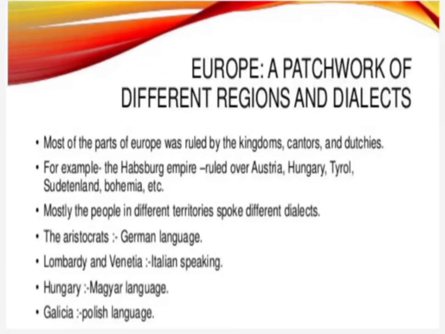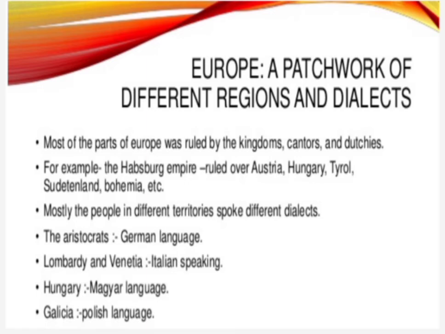The next topic is Europe, a patchwork of different regions and dialects. If you look at the map of mid-18th century Europe, you will find that there were no nation states as we know today, like Germany, Spain or Italy. But these were all under the control of one-man rule, and this ruler was controlling a big empire, a big territory in different parts of Europe, and even outside Europe also.